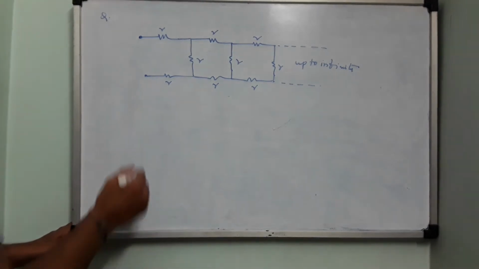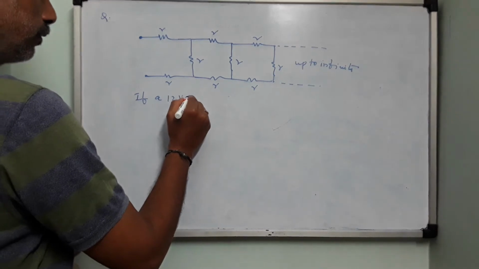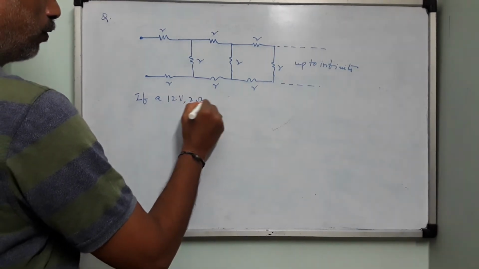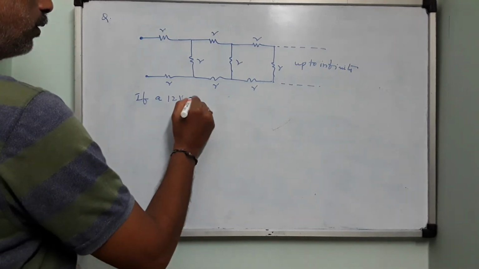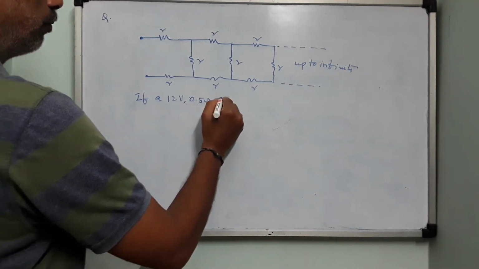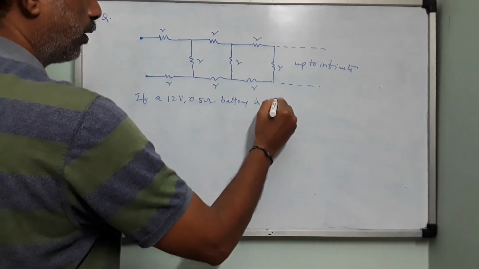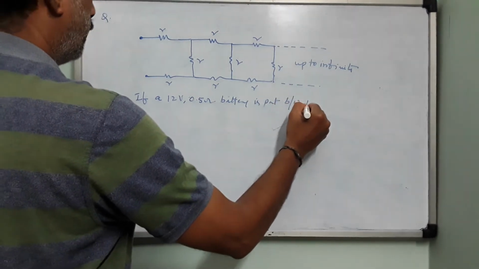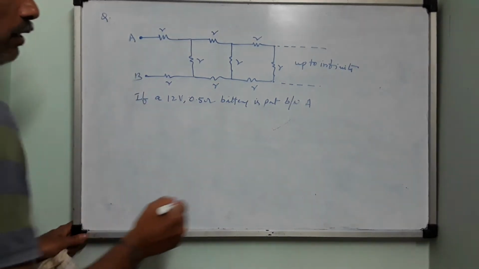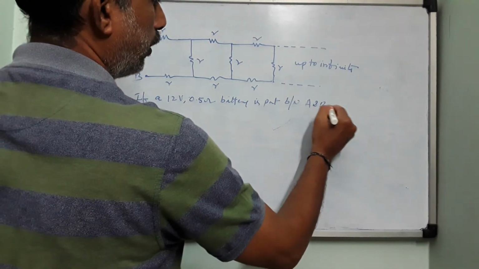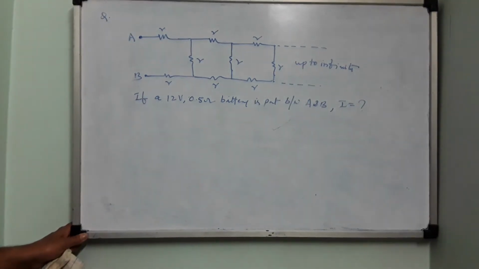Okay. Suppose a 12 volt battery with 0.5 ohm internal resistance is put between A and B. Where is A? This point you take as A, this point you take as B. Between A and B, find out the I value. Find out the I value.